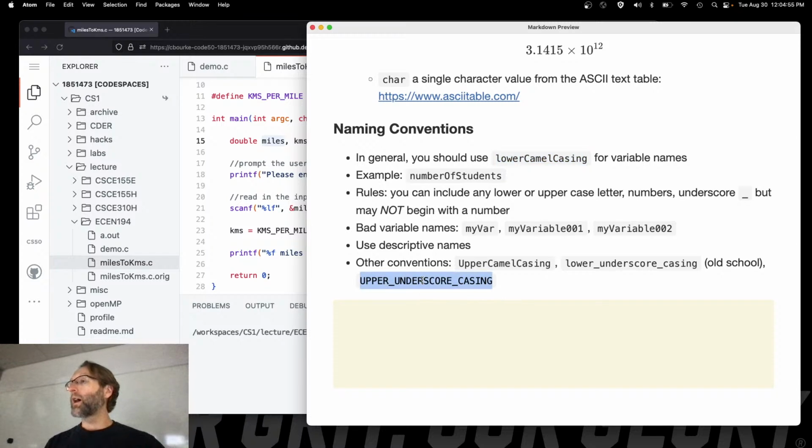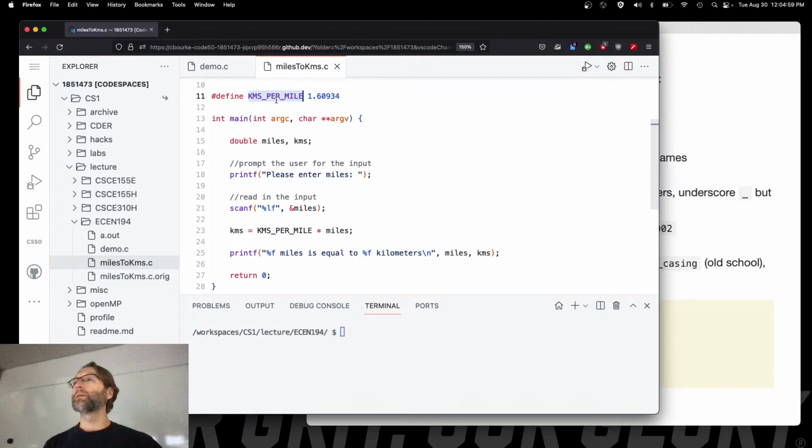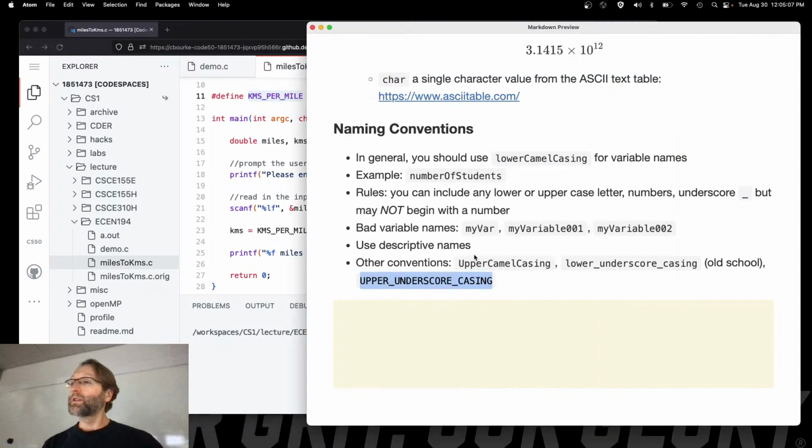Now, where did we use upper underscore casing, though? Constants, right? And that is an okay convention to follow, because constants are few and far between. They're not that common. So it's okay to use a convention like this to offset and give the idea that this thing is a constant. This thing is different. It's not a variable, right?